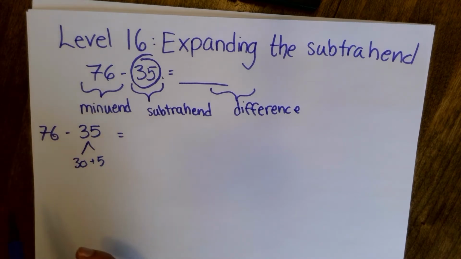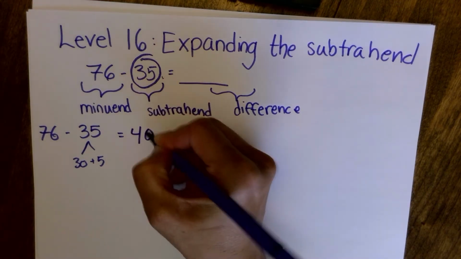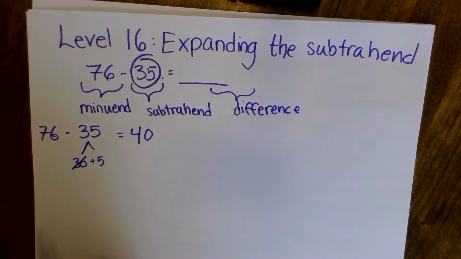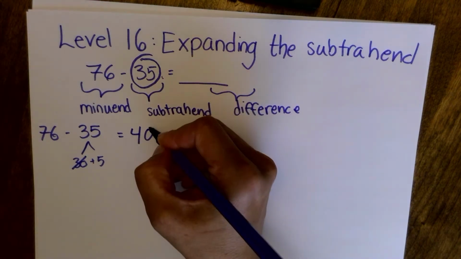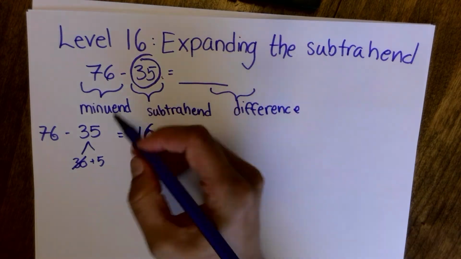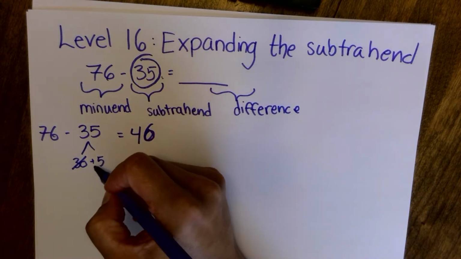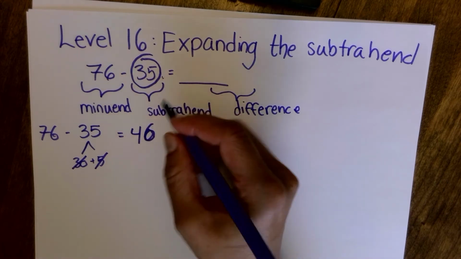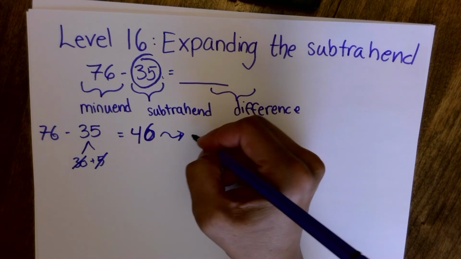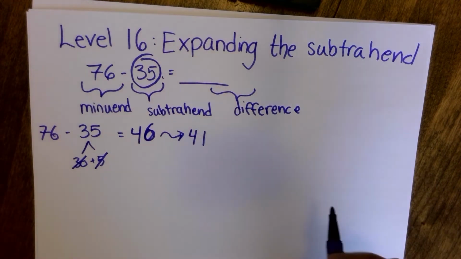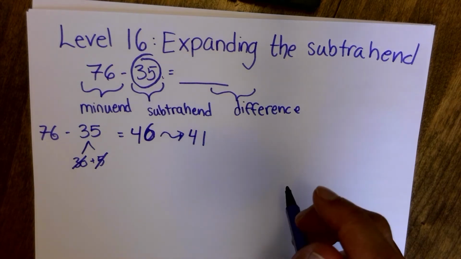Okay, so 70 minus 30 would be 40. Okay, so I've taken the 30 away, and now I just need to, 46. 76 minus 40 is 46. Then I take the 5 away. 6 minus 5 is 1. So that brings me to 41. Now let's see if I can do that a little smoother on my next example.